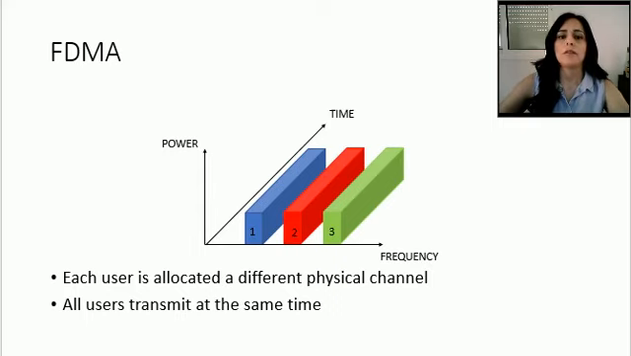Here we have, for example, 3 subscribers: 1, 2, 3. Each user is allocated a different physical channel. This physical channel is used during the entire duration of the call. Then it is released at the end of the call and can be available for other subscribers.